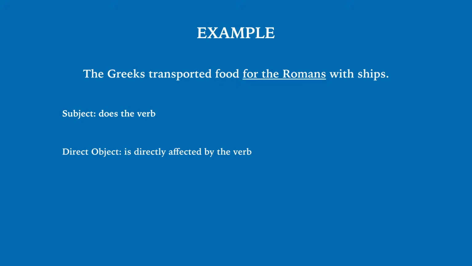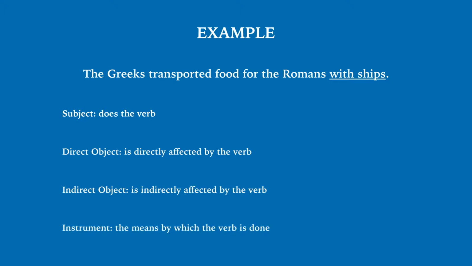The next noun, Romans, has the preposition for in front of it to tell us that it is the indirect object. It is indirectly affected by the verb, since they will have the food once it has been transported. The third noun, ships, has got the preposition with in front of it to tell us it is the instrument. It is the means by which this transportation is done. What I want to show you here is how modern English uses a combination of word order and prepositions to tell us how to interpret how the words are being used.